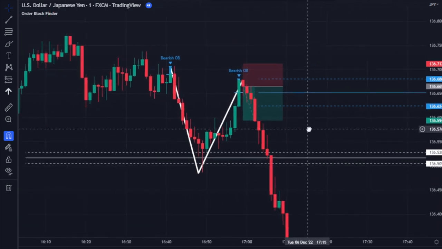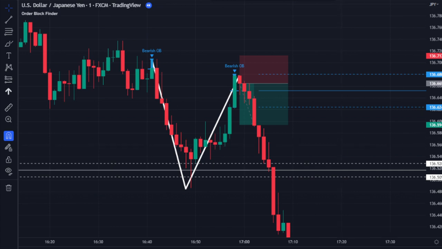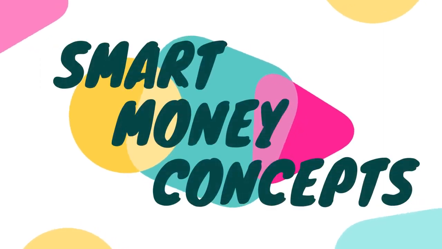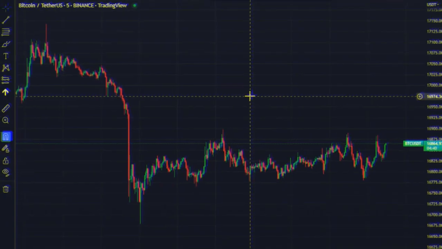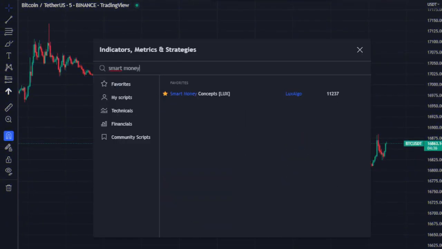Okay, I'm glad you understand so far how to take trades with fair value gaps and order blocks in a simple and effective way. Now we will see the best indicator to take trades with smart money concepts. So let's add this indicator called Smart Money Concepts created by LuxAlgo.